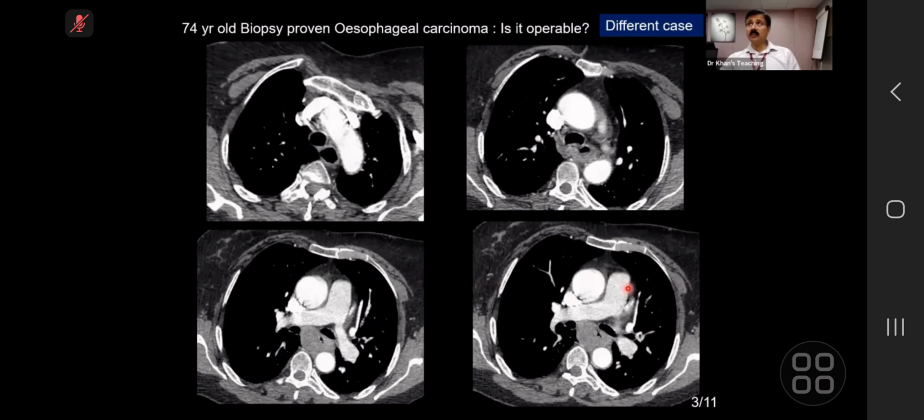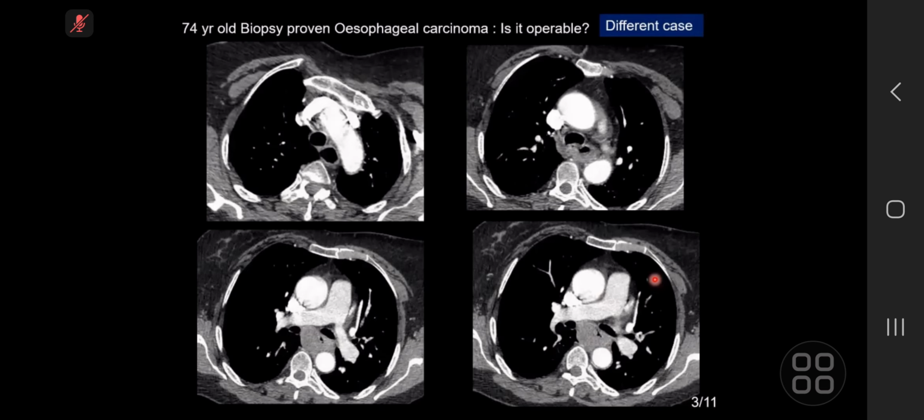Number 11, this is your last case. Number 1, be ready, you're going to take over. So, this is a case of esophageal carcinoma. Biopsy has been done. You have done a CT scan. Tumor is sitting here. Is it operable or not on CT criteria?